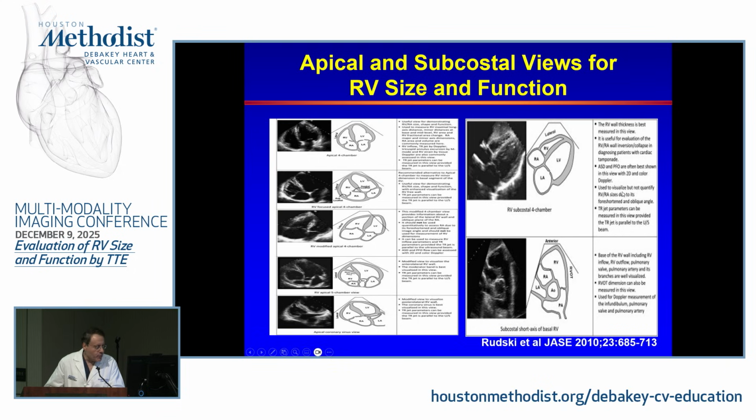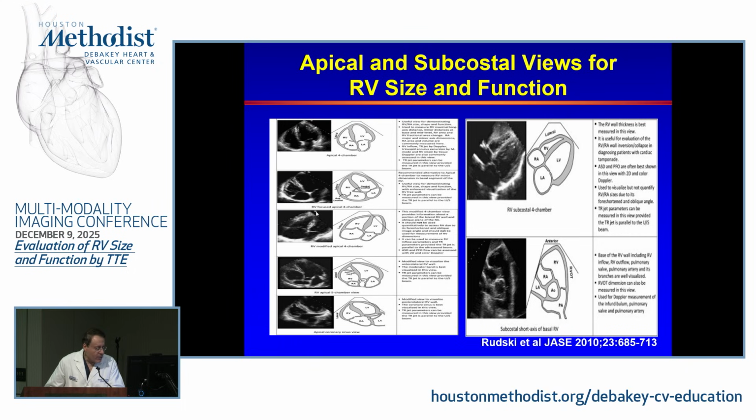So we want to bring it in, and we have specific focused views called the RV focused view. We also have an RA focused view. I'll go into these in a short while about how to acquire them. But these focused views we rely heavily on to comment on RV size, function, and do our measurements for dimensions, for fractional area change, for RV free wall strain. So an exam that lacks the RV focused view is a deficient exam, not good to submit.